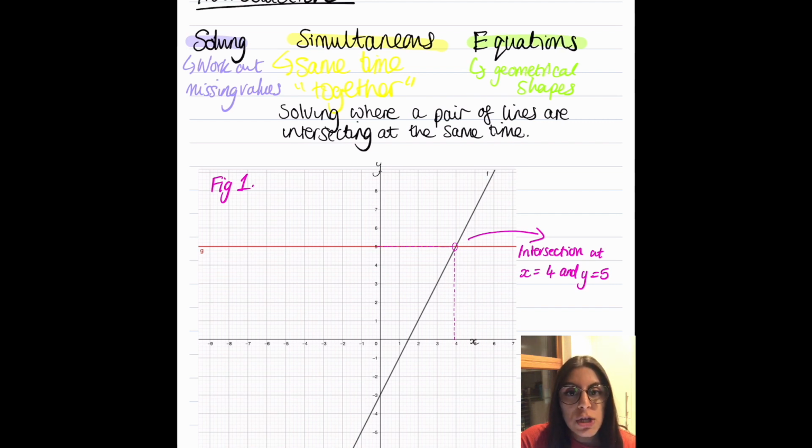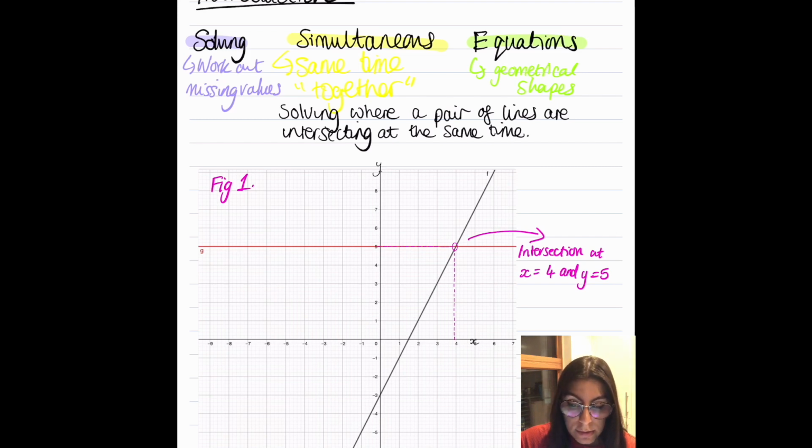And then an equation is usually an algebraic representation of a geometric shape. So the shapes that we'll be using are straight lines. You can also solve equations with quadratics or cubics or with any other line. So in terms of solving simultaneous equations, what it actually means is we are finding the missing values for where two straight lines, so two linear lines, intersect on a graph.